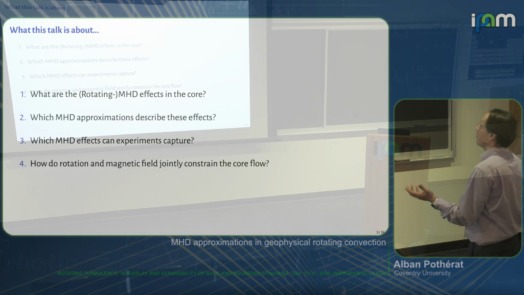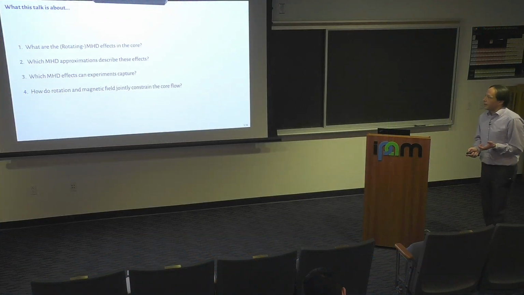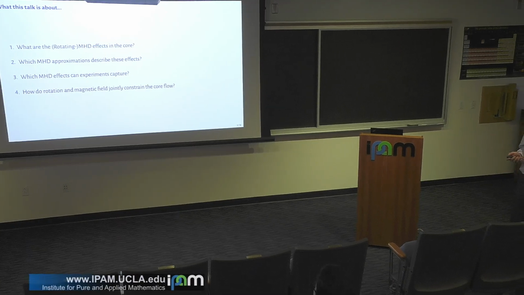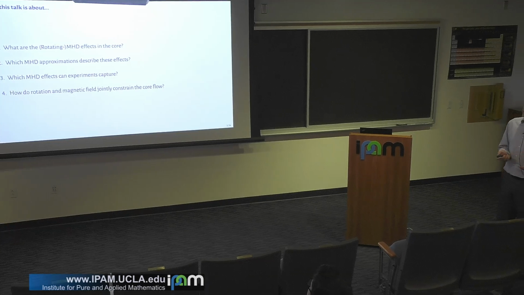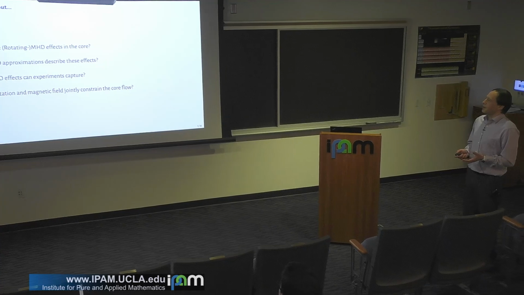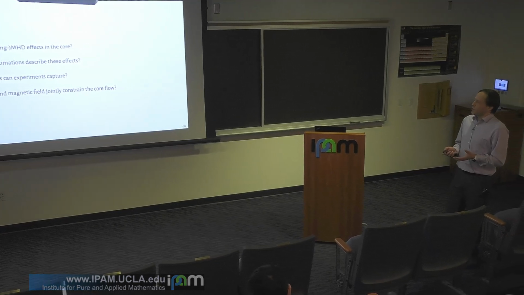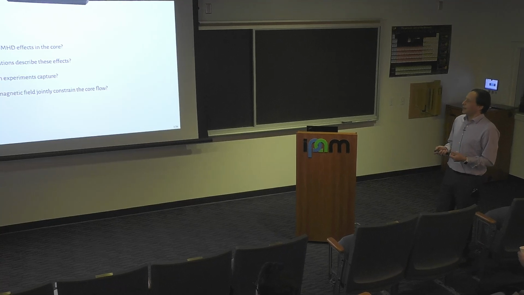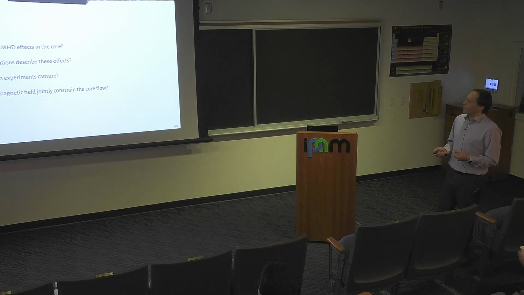The first thing is to identify what effects we can expect from that. Then if you want to study these effects, you have to try and reproduce them in a lab. That becomes more difficult because laboratory experiments, as we learned this morning, do not run in the same regime as planetary objects. So the question is, what approximations can we use, and are they valid in the conditions of the real planet? And that raises the question, what effects can we actually capture this way?